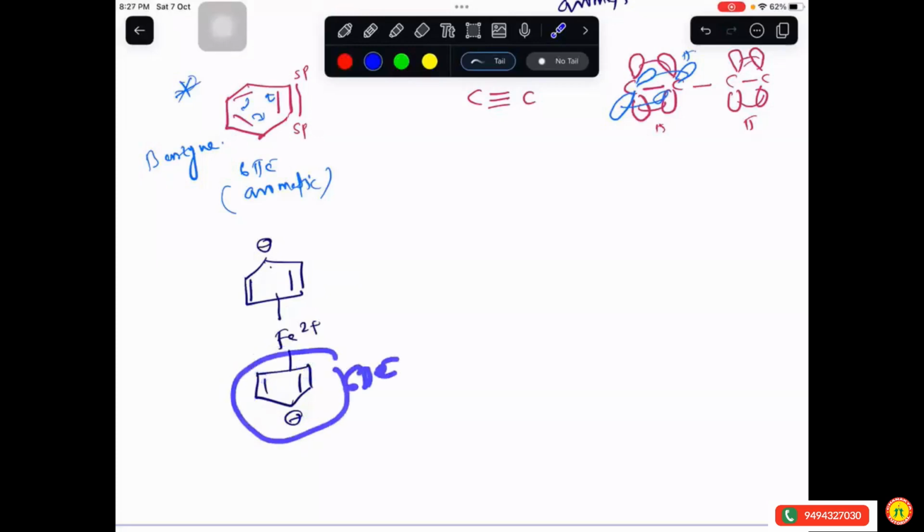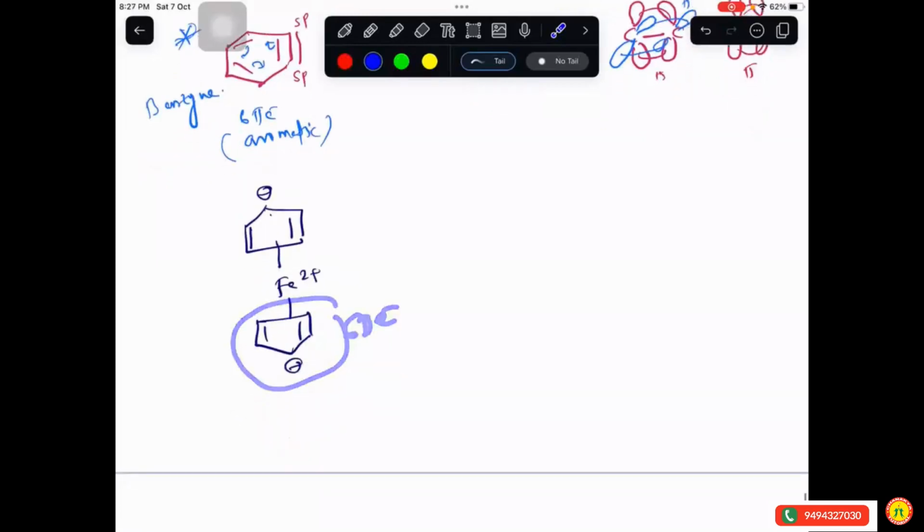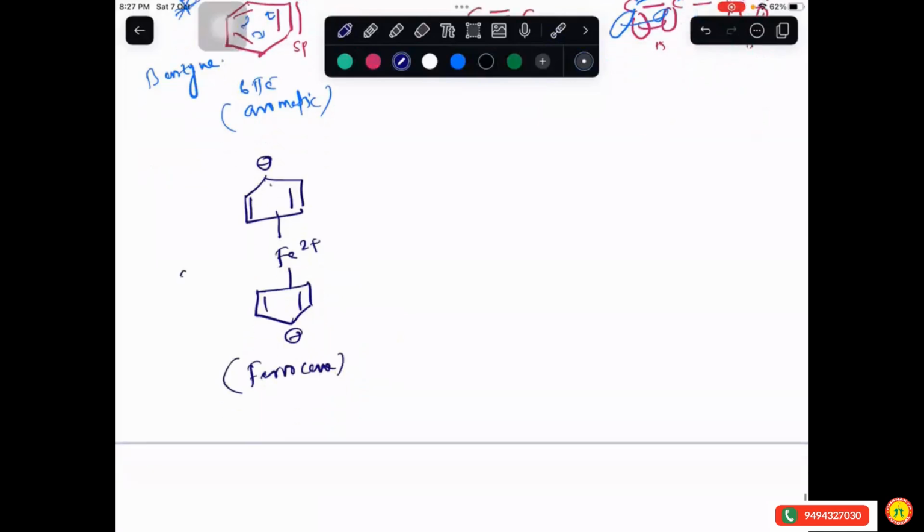This is also aromatic. So that's why ferrocene, generally they use in medicine, okay? This is ferrocene. So this ring is aromatic, this ring is also aromatic. Therefore, the entire molecule is aromatic.